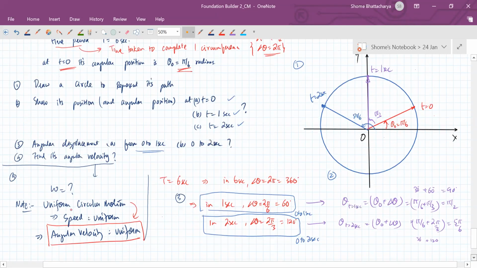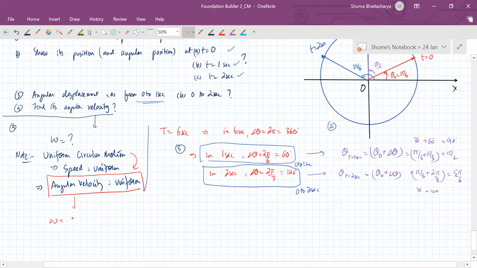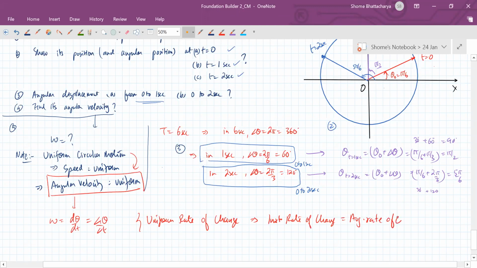So further, if the angular velocity is uniform, that means d theta by dt is the same thing as delta theta by delta t. Uniform rate of change का मतलब यही होता है that instantaneous rate of change is equal to average rate of change, equal to a constant. This is what that means.